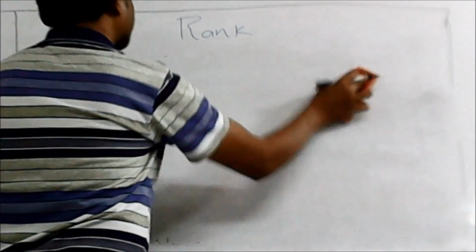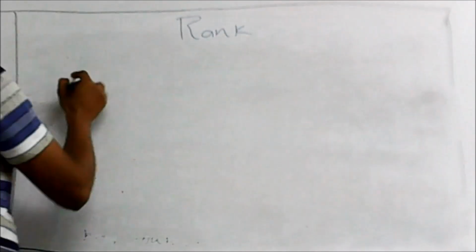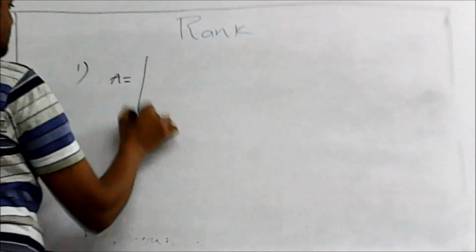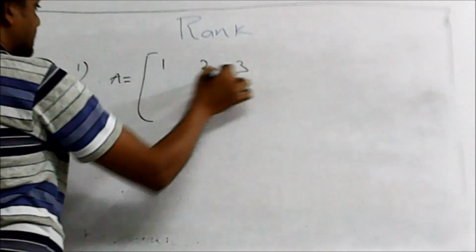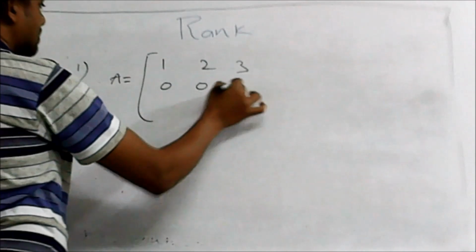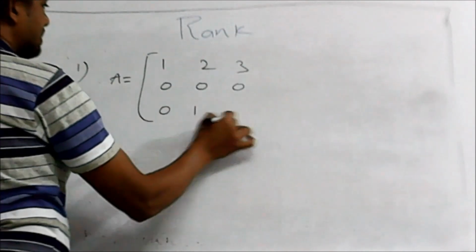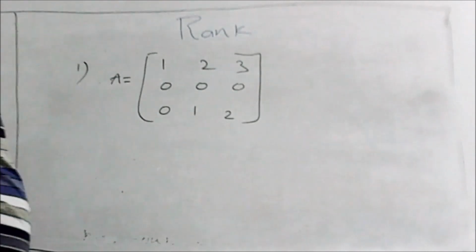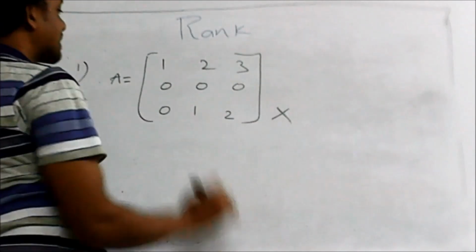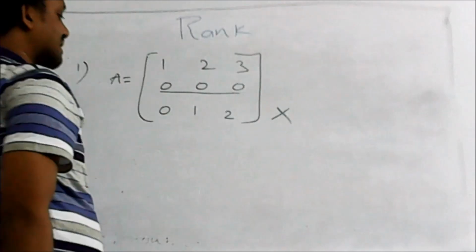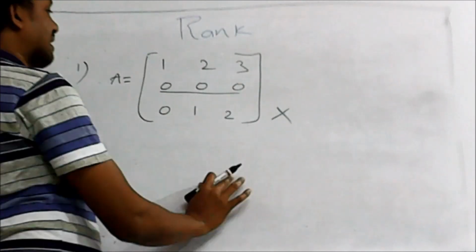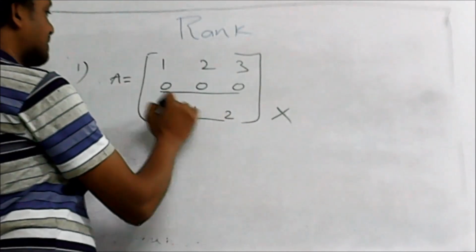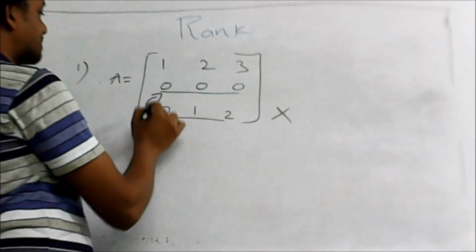Suppose after row transformations, question number 1: is it in row echelon form? Suppose the rows are 1, 2, 3; 0, 0, 0; and 0, 1, 2. Is it in row echelon form? Yes or no? No. Why? The first property is that zero rows, if any, must be below any non-zero row. Here a non-zero row is there, but the zero row is at the top. So it must be here.